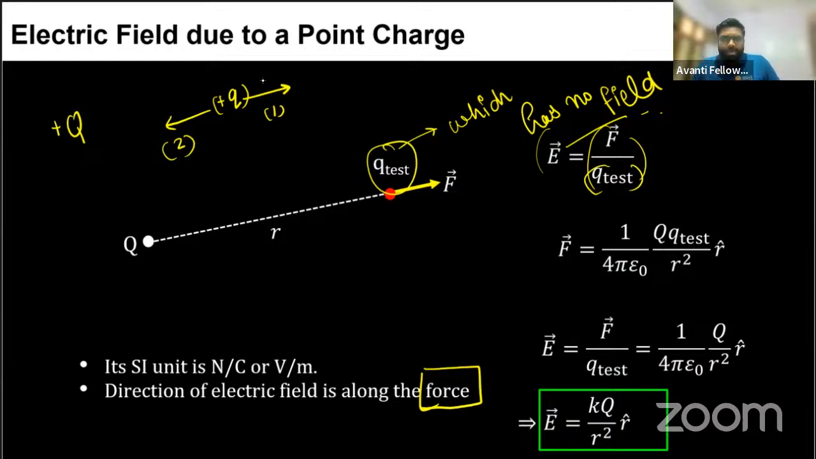Okay. So the answer is this, because here the direction of the force is the direction of the electric field, and these charges are the same, so it will feel a repulsive force. So the direction of the electric field will also be repulsive. Got it? And if it is a negative charge, then option 2 will be correct.